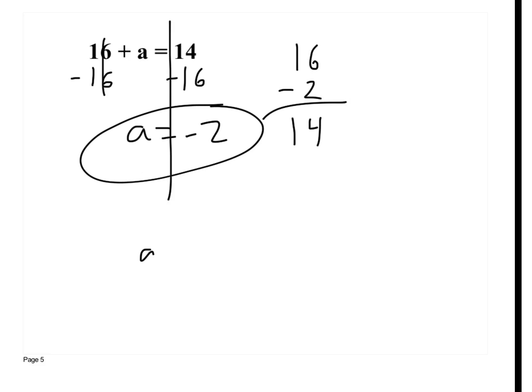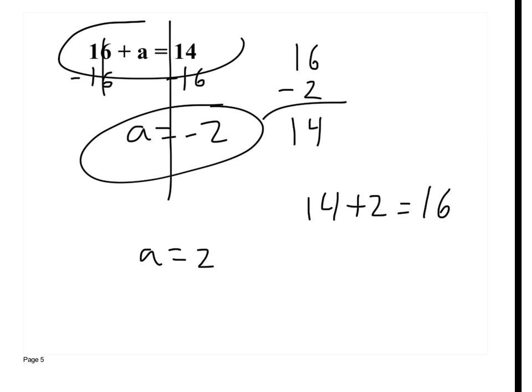Some of you found a is equal to 2, and then did 14 plus 2 to get 16. Is that what I have up here? No. I have 16 plus a is equal to 14. Don't rewrite the problem so your answer is right. Okay? That doesn't make any sense. Write it exactly as it's written. 16 plus 2. Is 16 plus 2 equal to 14? No. So you must have done something wrong, right? Okay, do not change the problem to get the right answer.